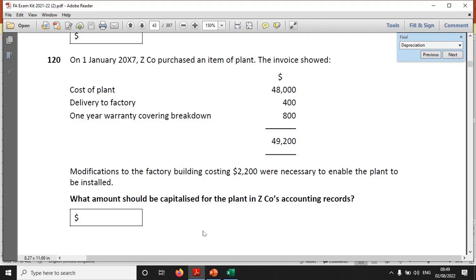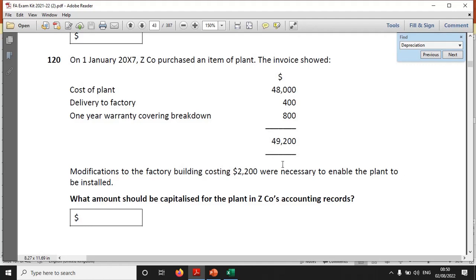Yes. Now let's begin. The cost, is that capital expenditure? Yes, it is, right? What about delivery to factory? Capital, right? What about the 1-year warranty covering breakdown? No. What about modification to the factory building costing about 2.2, yes, when necessary to enable the plant to be installed? This is installation, right? Yes.